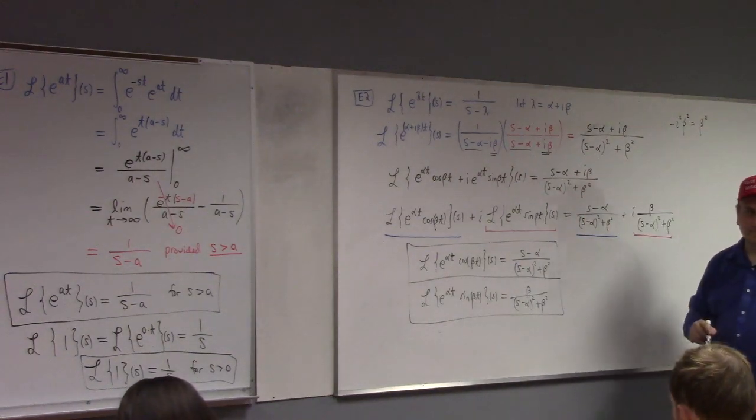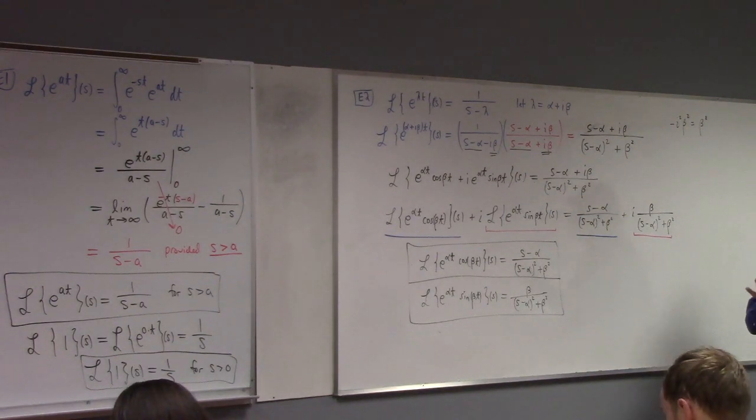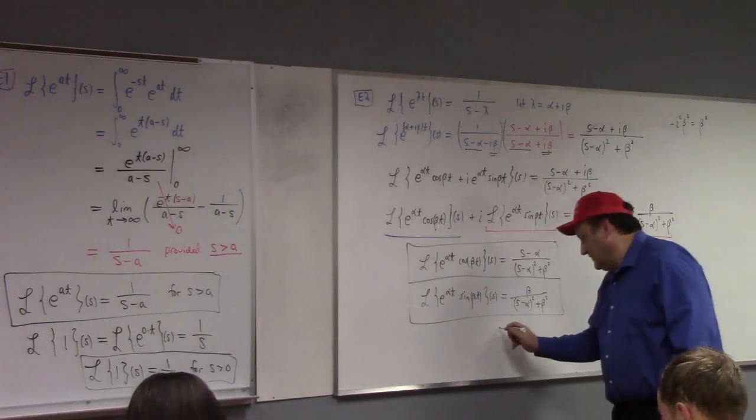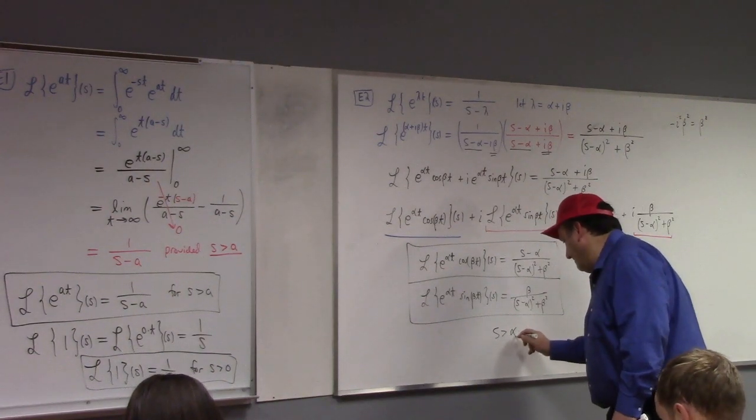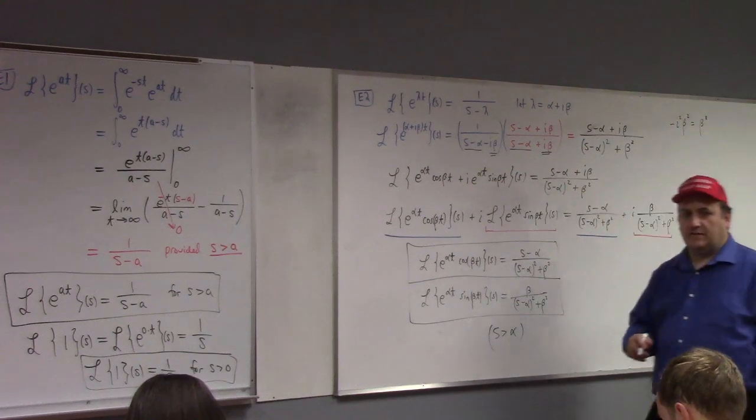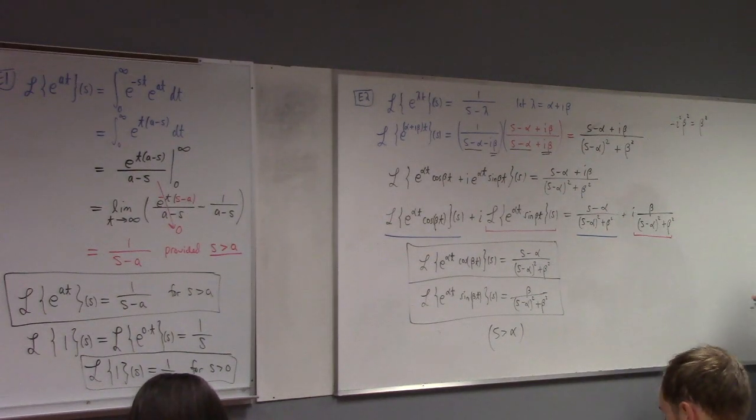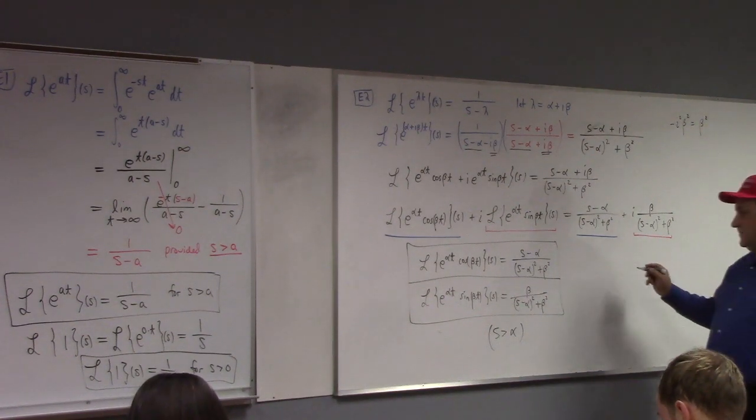Right. And these calculations, if you study them more carefully, I believe the terms and conditions in here are that we need s greater than alpha. That pretty much has to be the case because that's what this reduces to if beta is equal to 0, and we already know s greater than a is the domain, the frequency domain, for the Laplace transform of the exponential. Hey, special case, what happens when alpha equals 0?